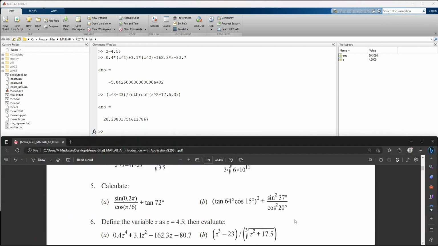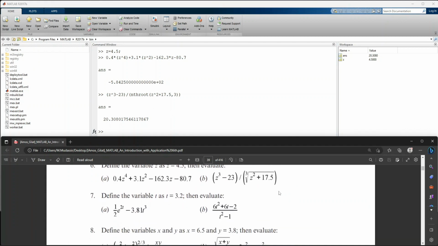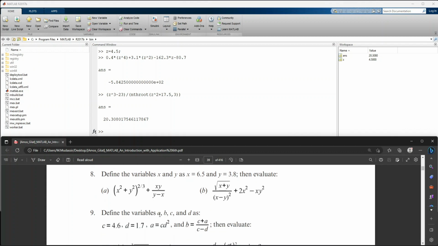You can solve question number 7. You have the variable t equals 3.2, and then you have to type the expression and solve it. This is also the same. The next ones require you to define two variables. We are going to see how we can define two or three variables. Question number 9 consists of four variables, so we are going to cover that in lecture number 4.